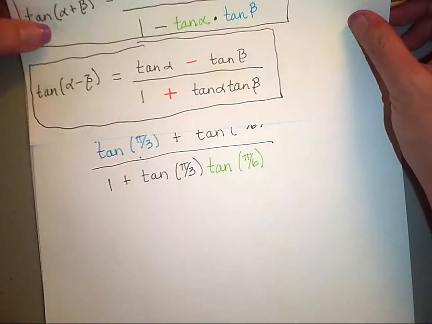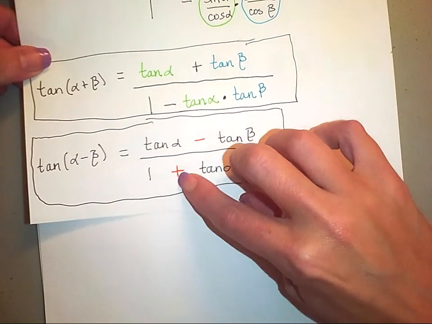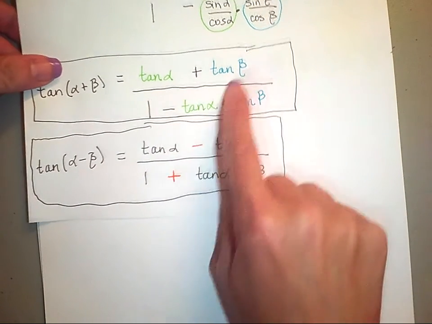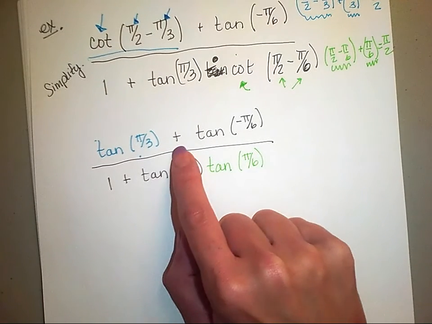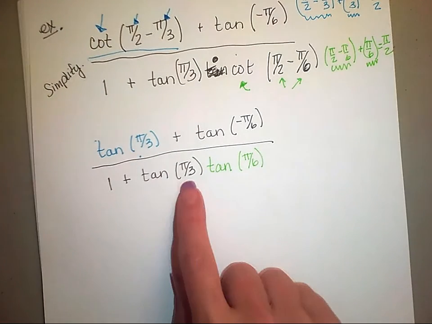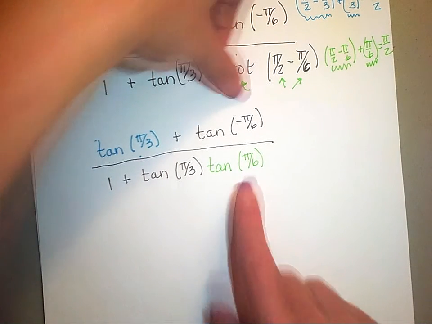Now we're almost there, looking back. The trouble is I have different signs for both of these. I need a plus and a minus, or a minus and a plus. I also need alphas and betas to be the same. Okay, so now I have a plus and a plus. That's not quite right. These angles are equal. These angles are not.